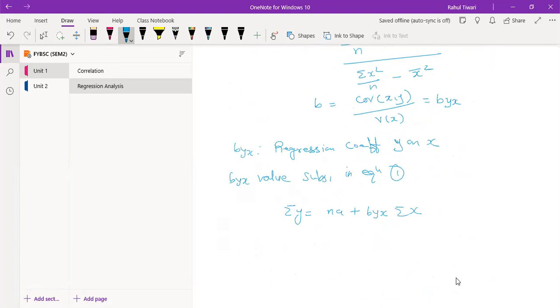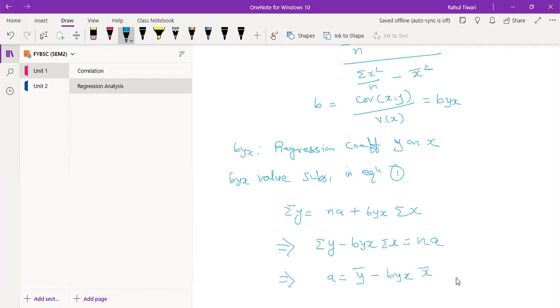So, can you calculate the A value from here? What will that be? Take this will be here and this will be here, or you can take simply this will be here. So Y minus B Y X, summation of X is equal to what? N A. Can you get A from here? A will be what? Y bar minus B Y X X bar.